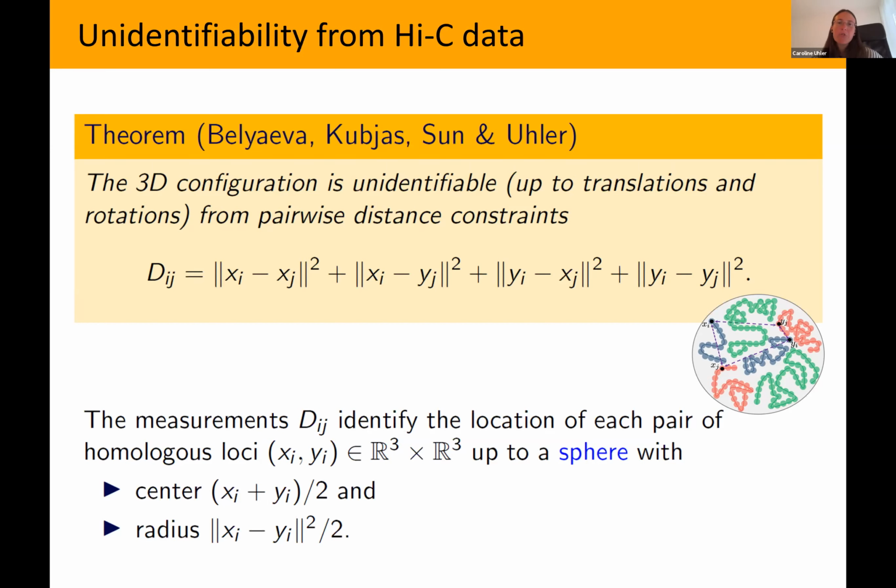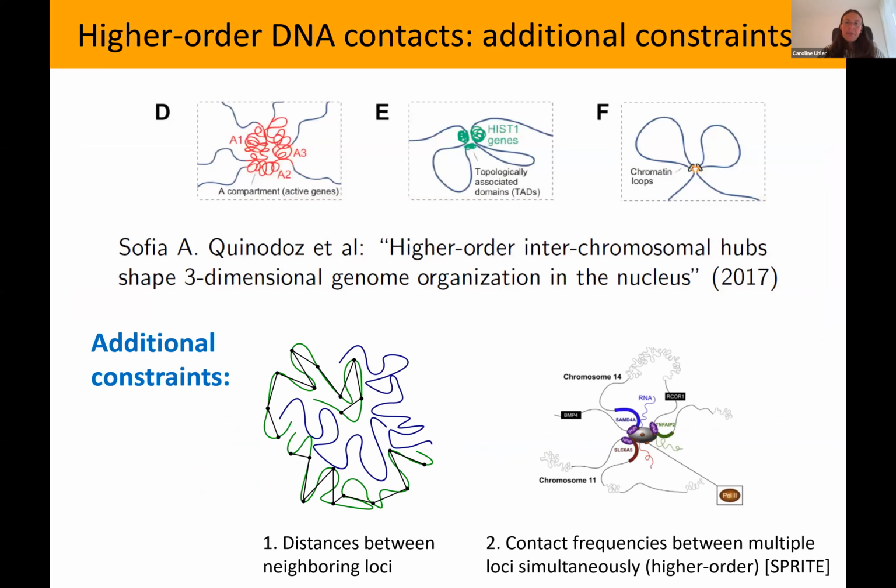Okay, so the question is, can we do anything? So it is not identifiable. Are there other biological measurements that we could use in order to identify the 3D configuration? Just because this is a super important problem, right? We do need this in order to be able to say something about gene expression and gene regulation. So we don't want to stop here. Negative results are good, but not really what we want, right?